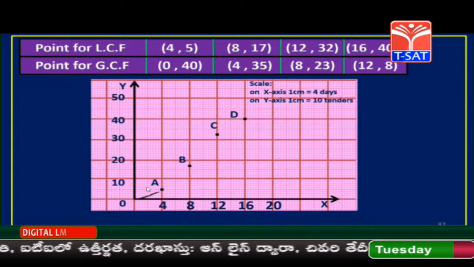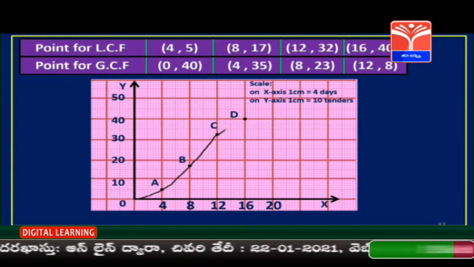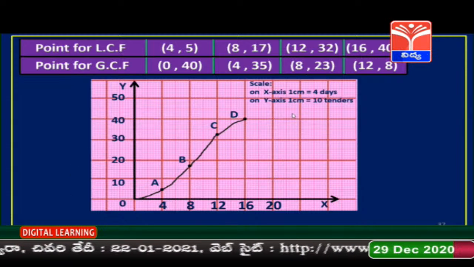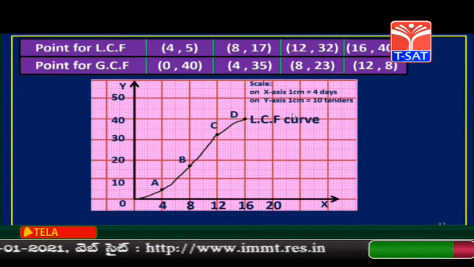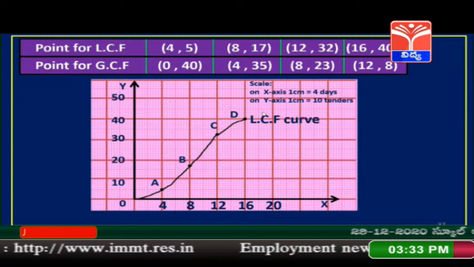Now what I am doing? I am joining A, B, C, D. So I am getting a curve here. This curve is called LCF curve. So like this we have to draw LCF curve for a given distribution.